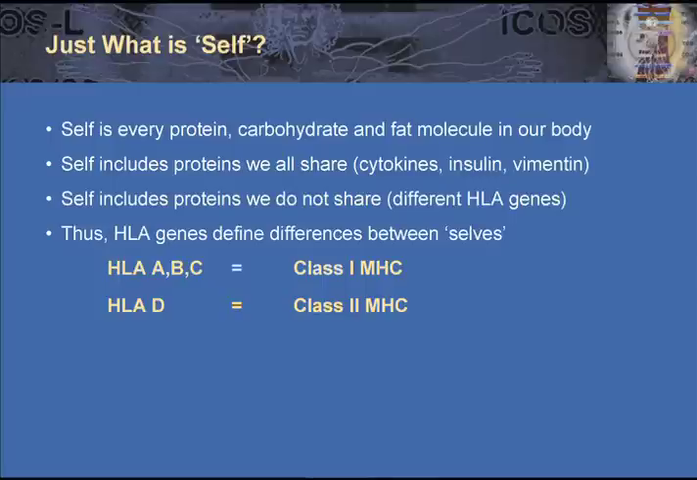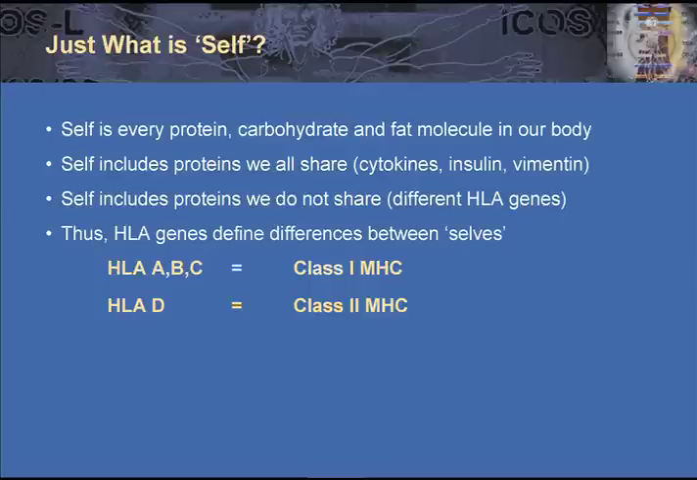So these are proteins that we all share, whether they be cytokines, whether they be insulin, whether they be a cytoskeletal protein like vimentin. They're shared among all of us, all human beings, and they're identical among all of us. However, to be able to discriminate self from non-self also means we have to have proteins that we do not share. And these are the different HLA genes, which are so important for allograft recognition and organ transplantation.